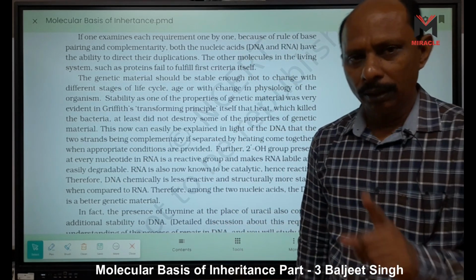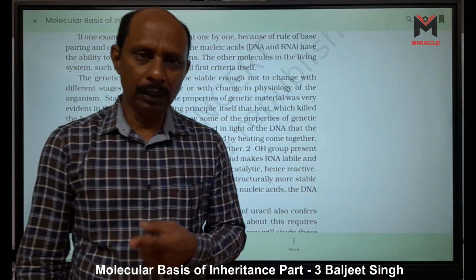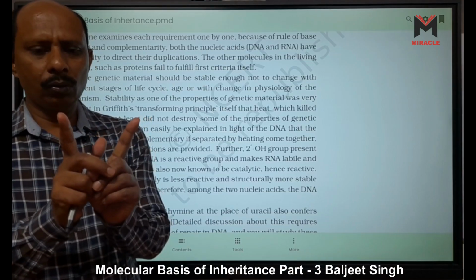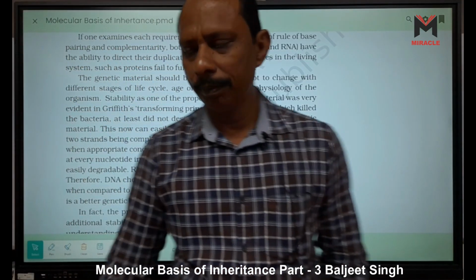And that means in Griffith's experiment, when the bacteria got killed, at that time the strands got separated. But when they cooled, what happens? They once more form the double helical structure, right?